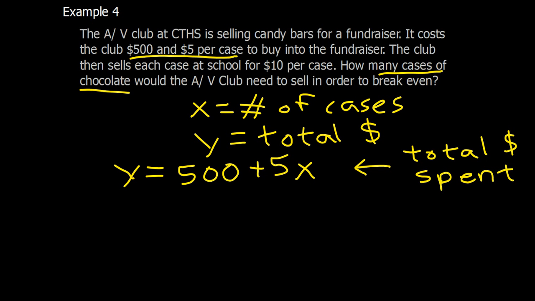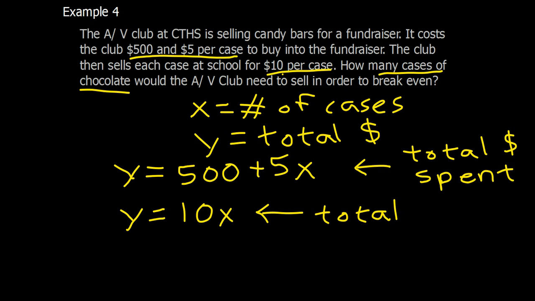Alright, now the other piece of information is they tell me that the club then sells each case at school for $10 per case. So the total amount that the school makes, my Y, is going to be $10 per case. Per means slope, so that would be $10 times however many cases of chocolate they sell. That's going to give me how much the school makes. So this would be the total money raised.